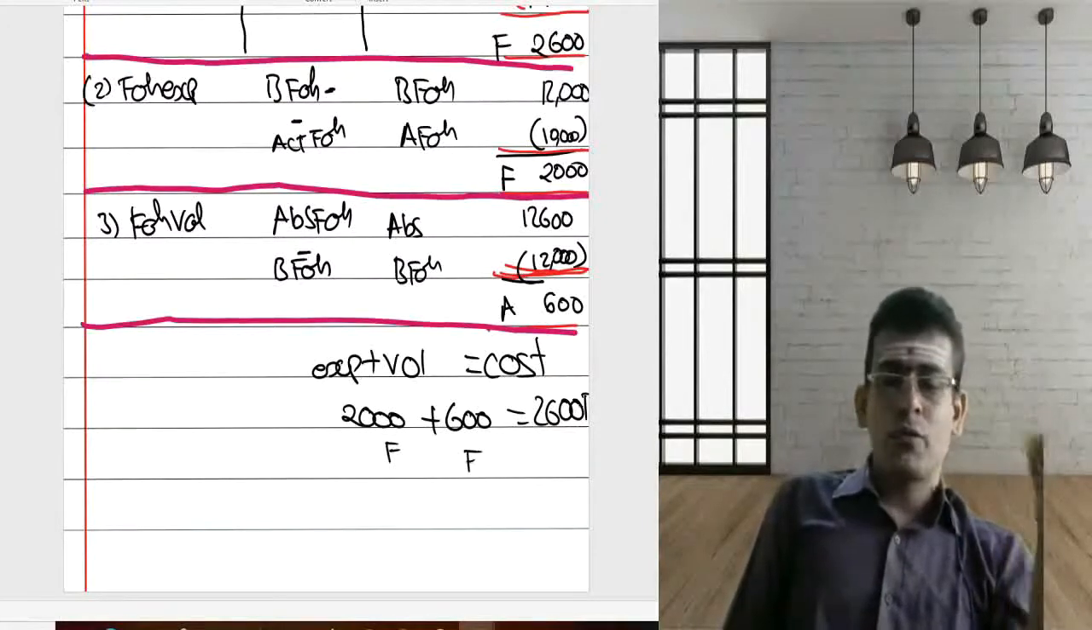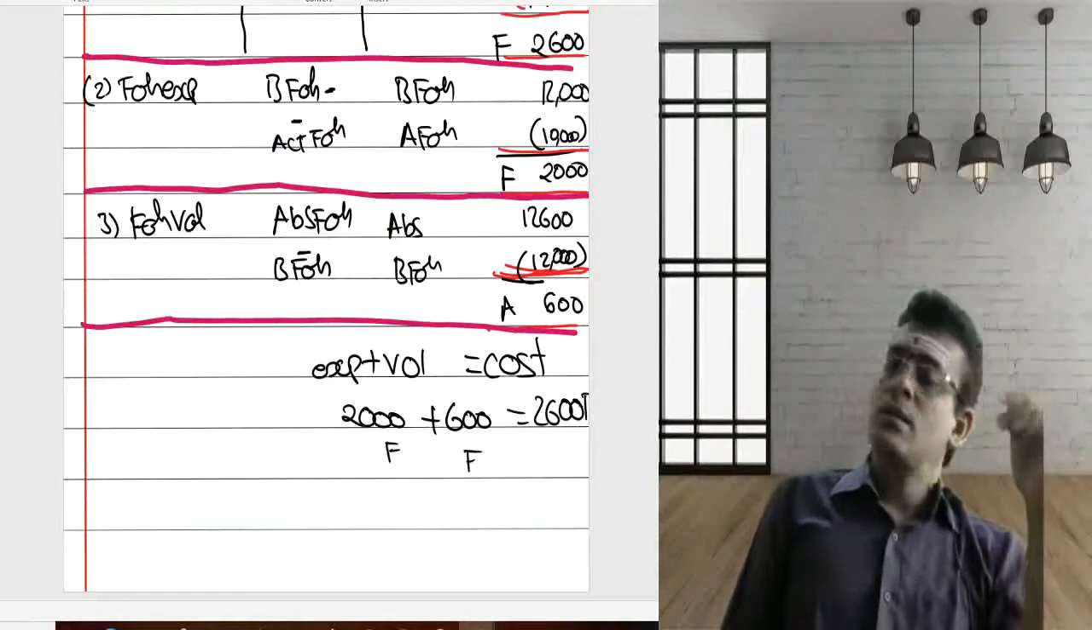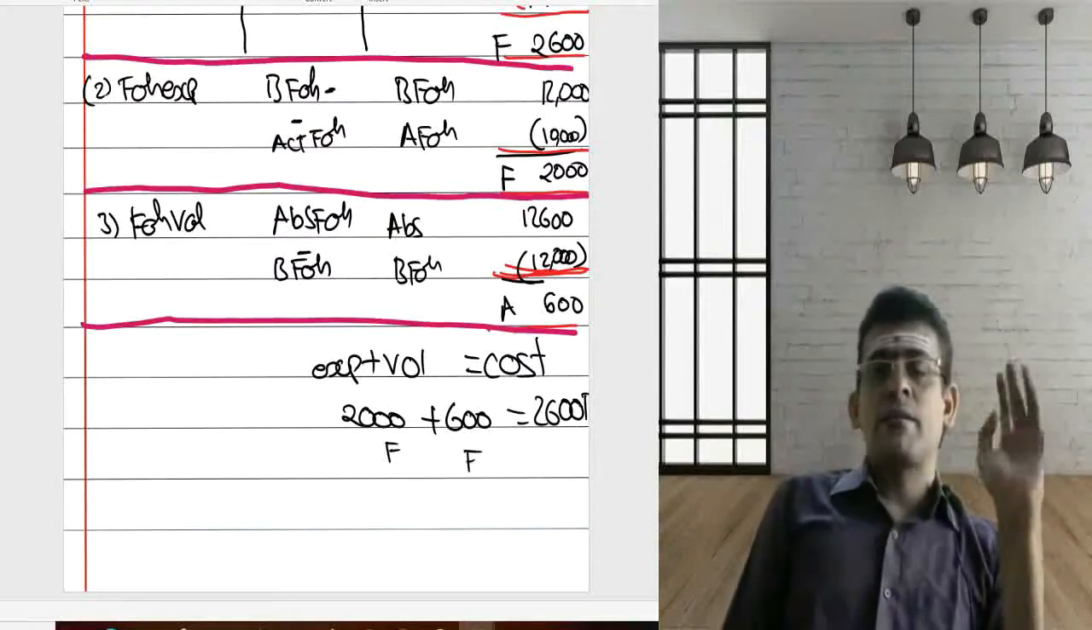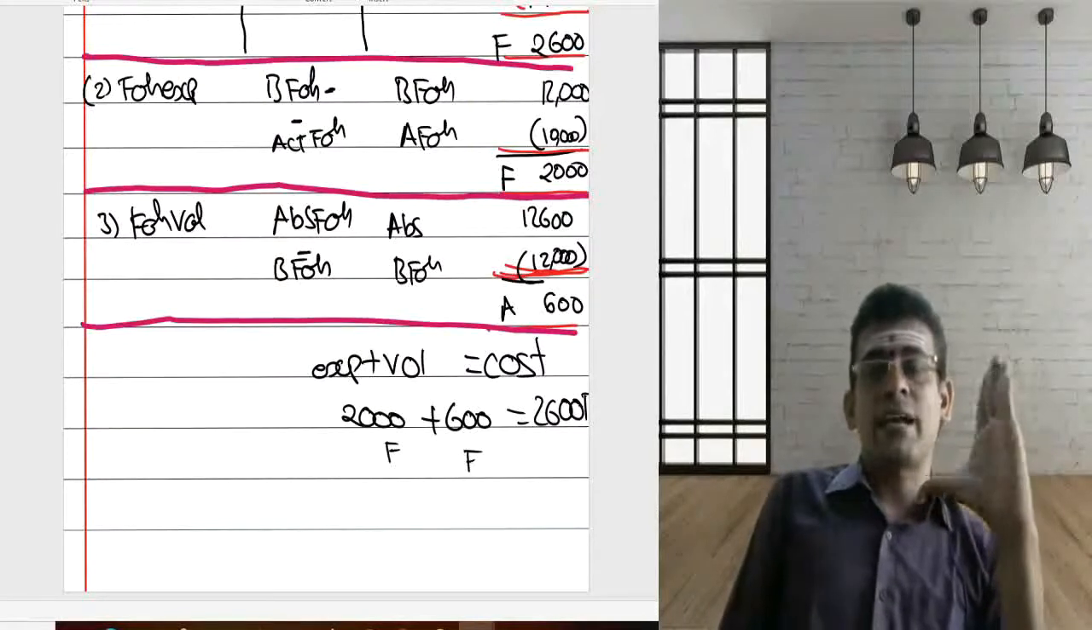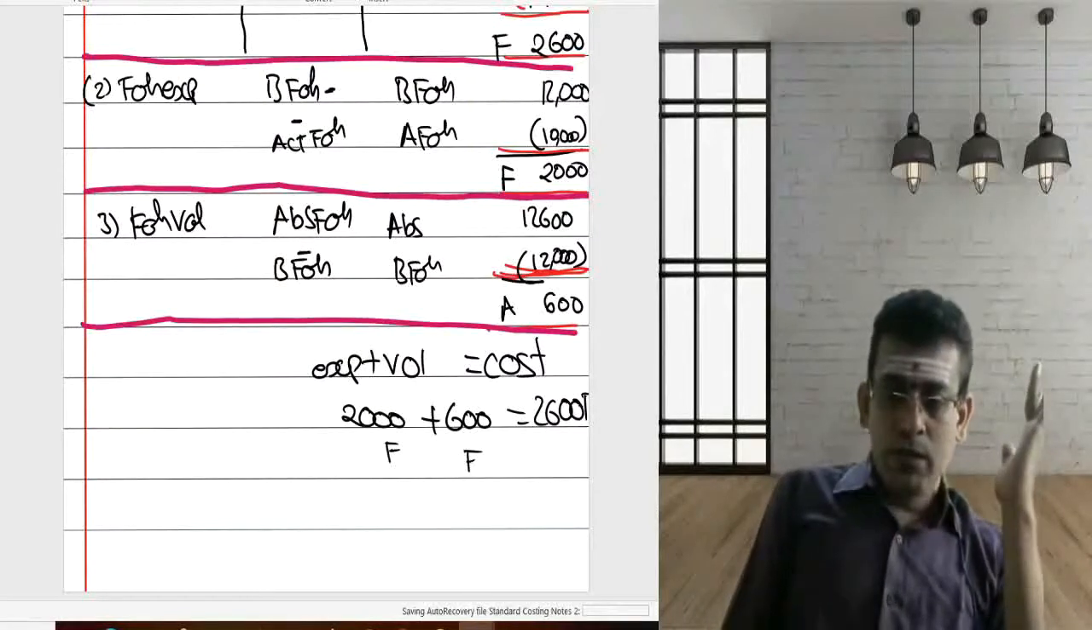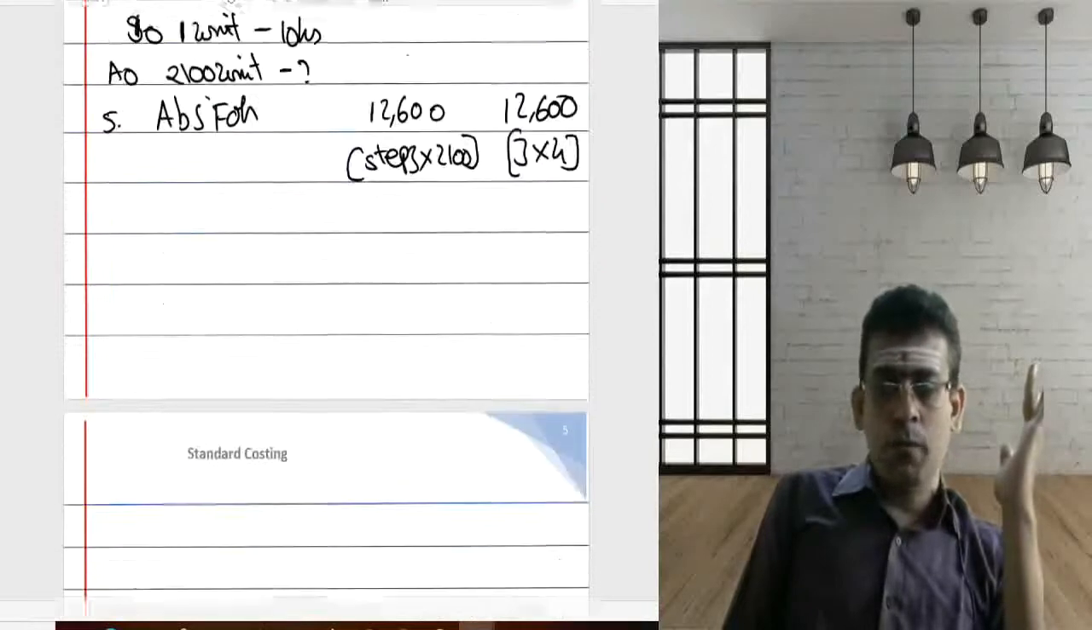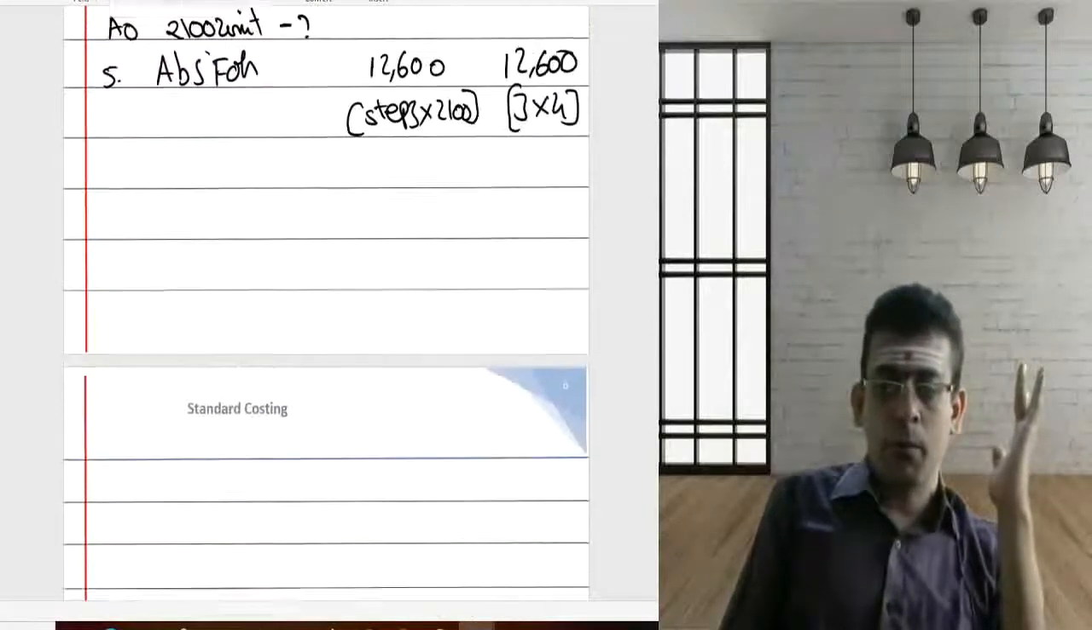So here there is no efficiency and there is no capacity difference. As the base is not given, calendar variance will not arise at all. So that is the basis of calculation of your overheads. Now with this background, let us move on to problem number 8 and try to understand it.